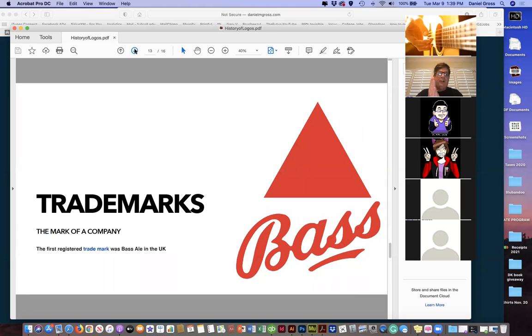One of the first trademarks was Bass, Bass beer. It's the first registered trademark in the UK, and it was one of the first times we start to get this idea that there's a mark or a symbol for a company. And we'll talk about registered trademarks and copyright.